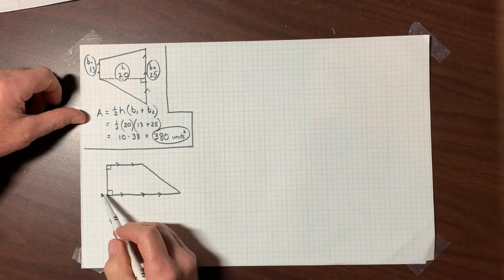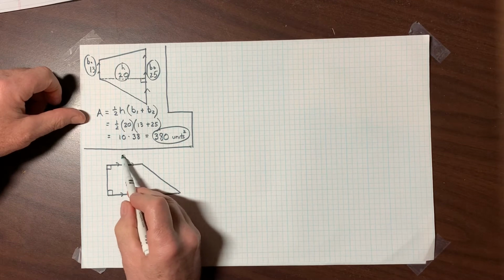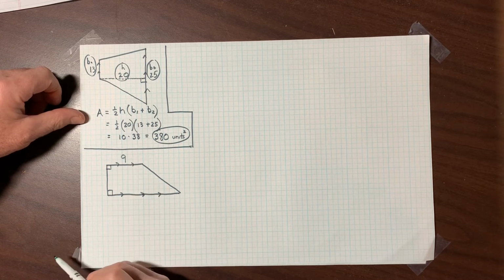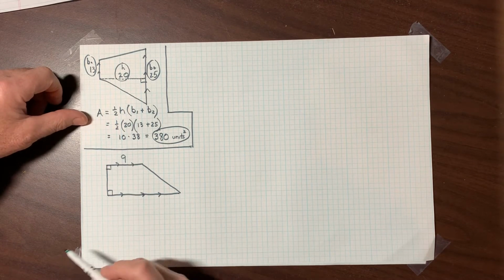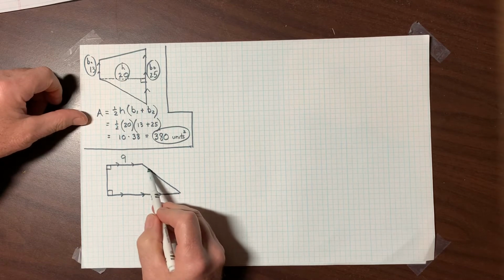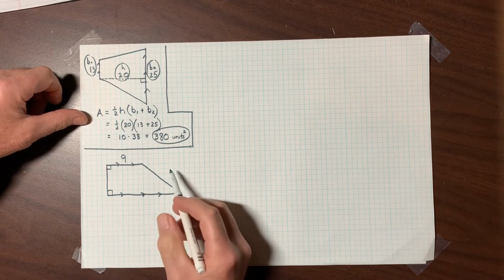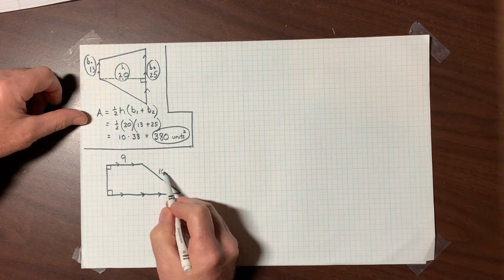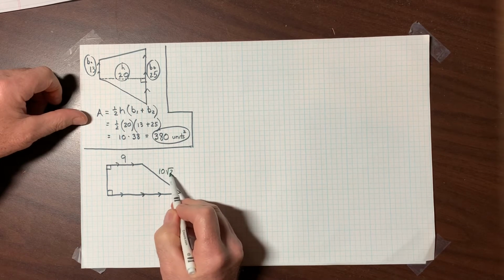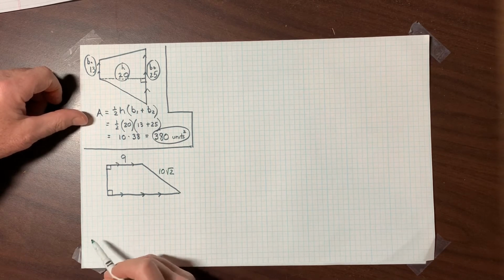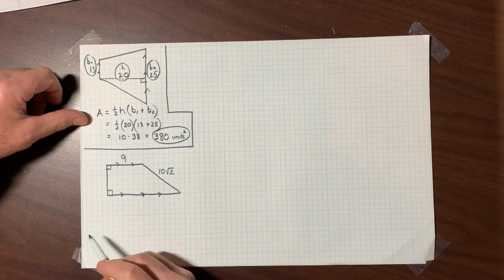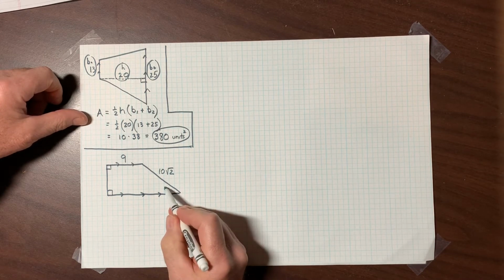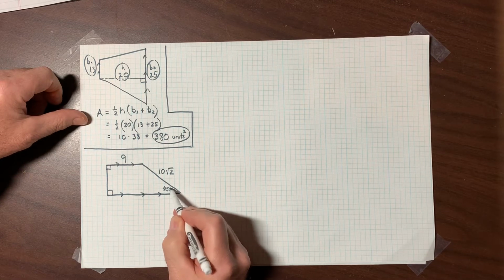And I'm going to tell you here that the top base is 9. Then I'm going to give you the length of this slanted side over here. I'm going to tell you that the length of the slanted side is 10 square roots of 2. And then I'm going to give you one more critical piece of information. I'm going to tell you that this angle right here is 45 degrees.